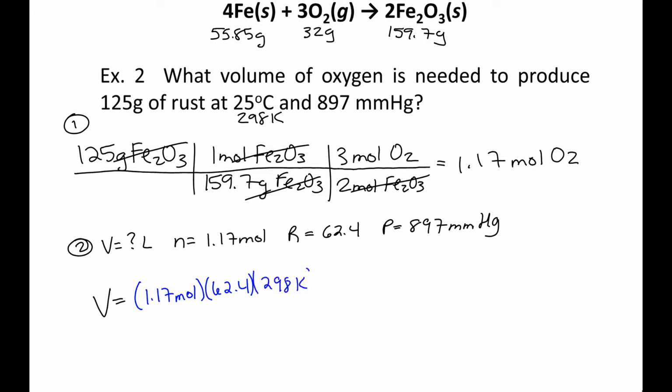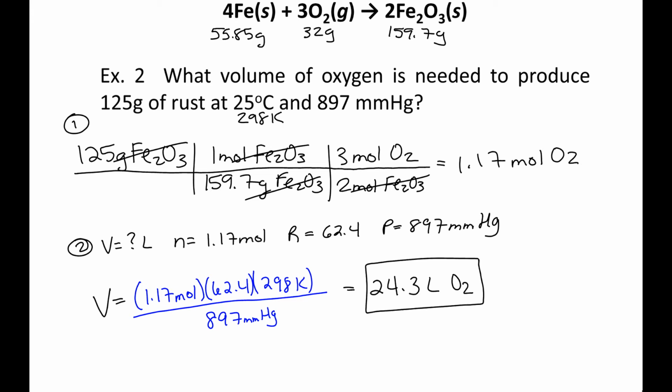298 Kelvin. This way I know that you know the right units. 897 millimeters of mercury. When that's all said and done, you get 24.3 liters of O2. Okay? Pretty easy, I think, anyway.